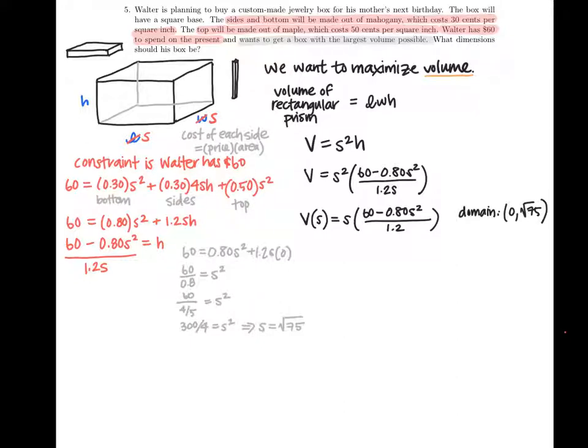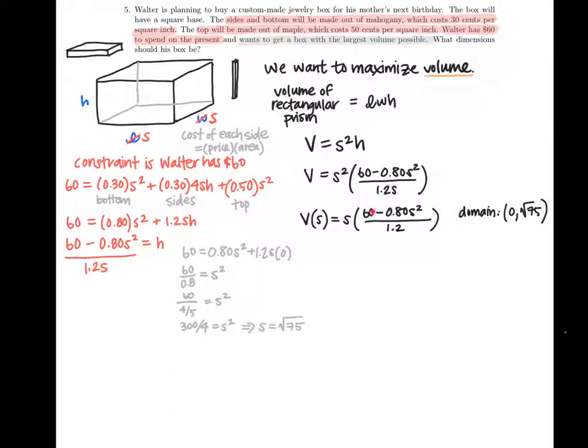Now we have the function, we have the domain. We now want to analyze it by taking the first derivative and setting it equal to 0. Now, one thing that you can do is first algebraically simplify this before taking the derivative, and I'm going to do that in a couple of lines.